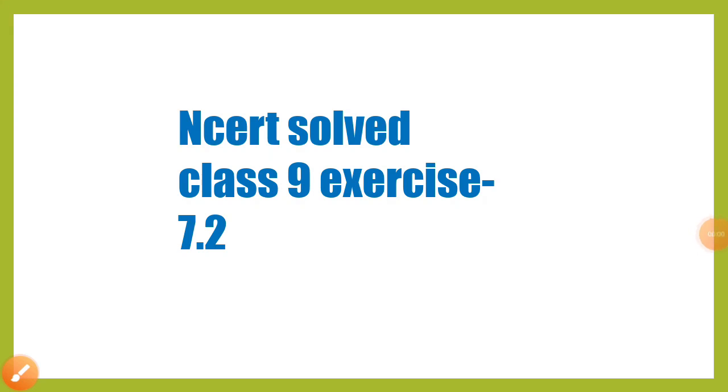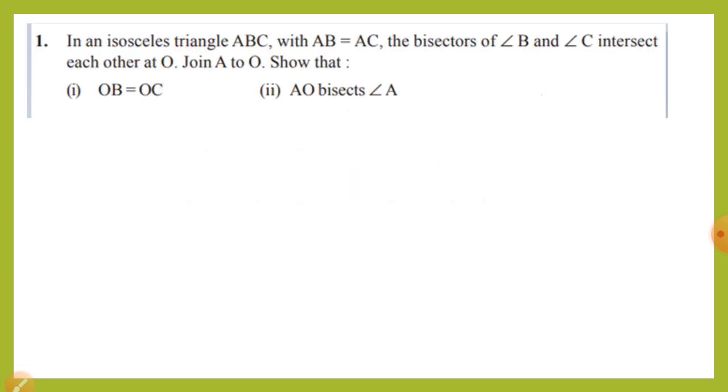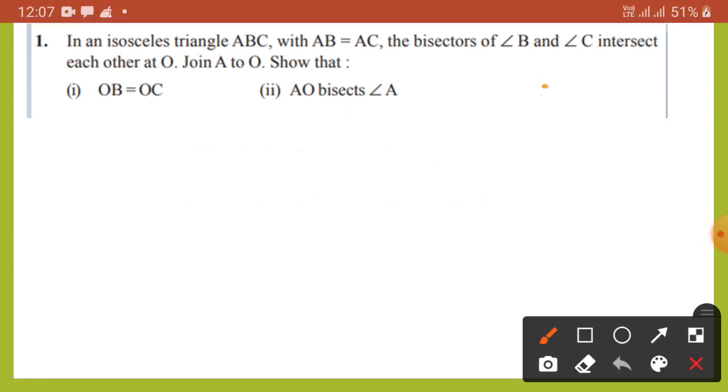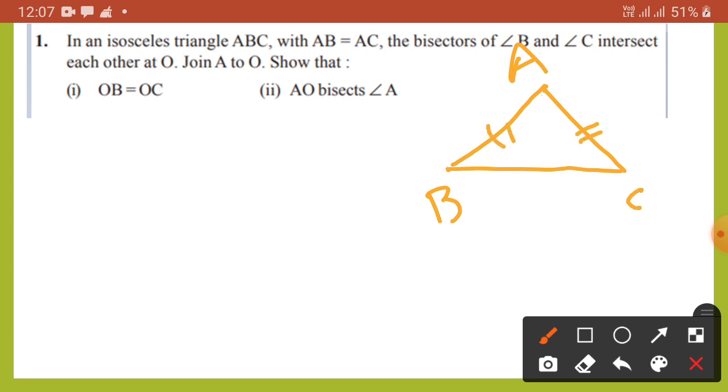Now in this lesson we will be solving NCERT exercise 7.2. Okay, so the first question here is, in an isosceles triangle ABC, suppose this is the isosceles triangle ABC, where AB equal to AC.